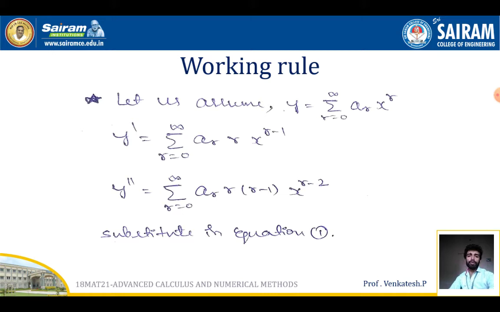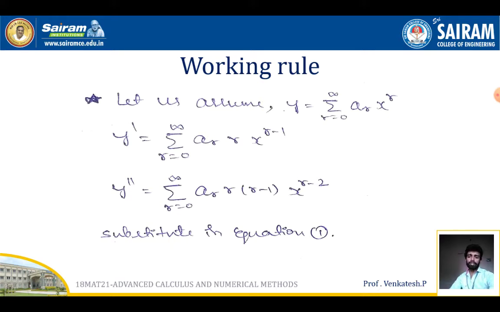Let us assume y is equal to summation r from 0 to infinity a r x power r. So I am taking an equation y like this. Now the given differential equation contains y dash and y double dash, so from the given equation we have to estimate the value of y dash and y double dash also. Differentiating y with respect to x, I will get y dash, which is equal to summation r from 0 to infinity a r, keeping it as it is. Differentiating x power r one time, I will get r into x power r minus 1.